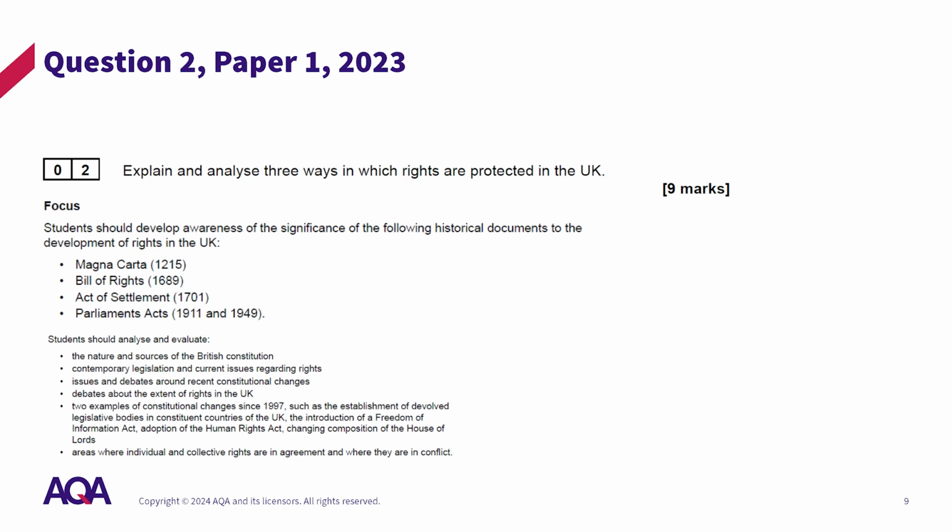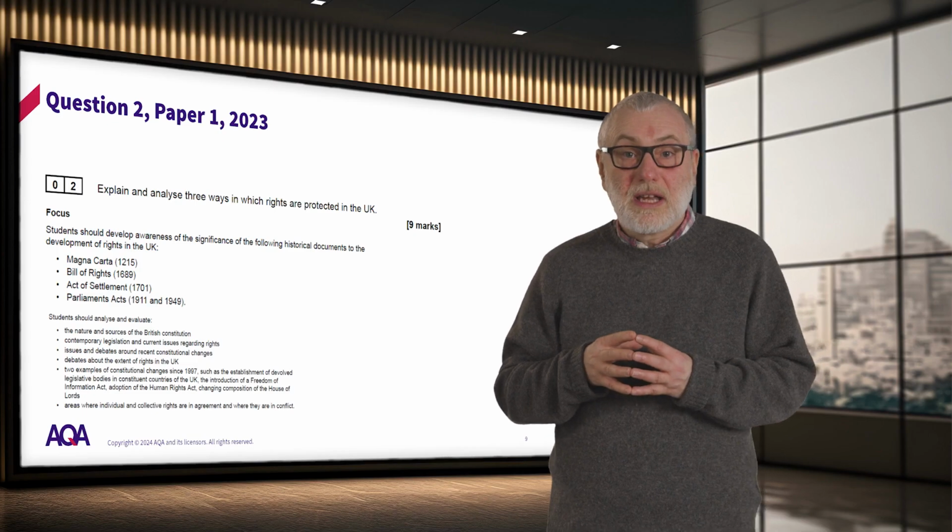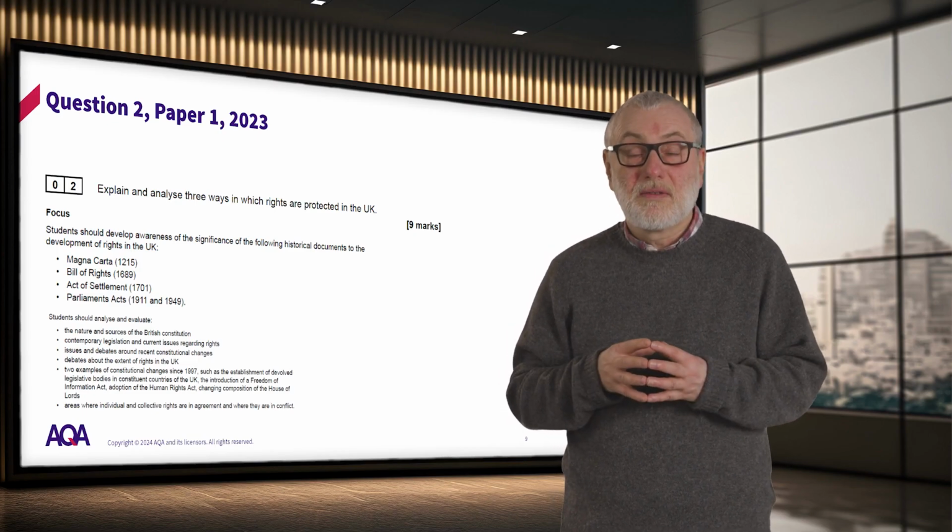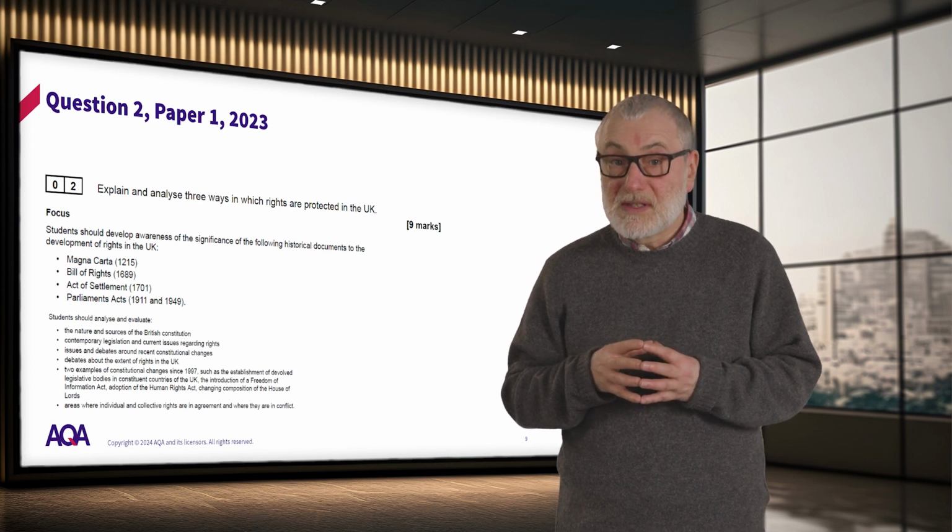As you will no doubt know, the specification sets out a blend of historic and contemporary rights that should be taught alongside to enable students to analyse and evaluate the topic. So when constructing a question, explain and analyse 3 ways in which rights are protected in the UK, in order to provide all students with a valid and consistent question, the senior associate team have chosen the key knowledge they want to target and make sure that the question accurately reflects the language within the specification.